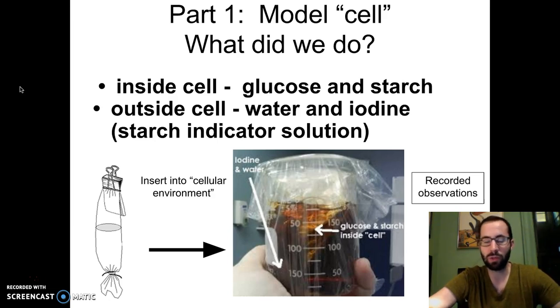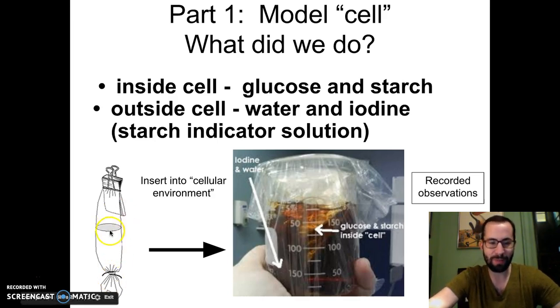Both are sugars. Glucose is simple, starch is more complicated. Anyways, these are two things that we put inside of the plastic bag. We then took that cell, tied it up, and placed it inside of a beaker. We placed water around the model cell, so it was surrounded by water, and we placed iodine. Iodine is a starch indicator, which means that when iodine comes in contact with starch, it causes a color change.